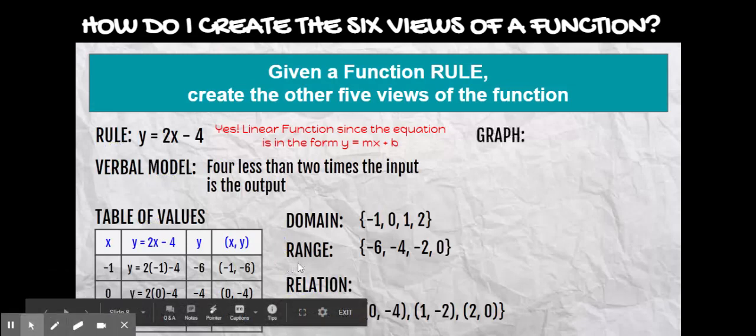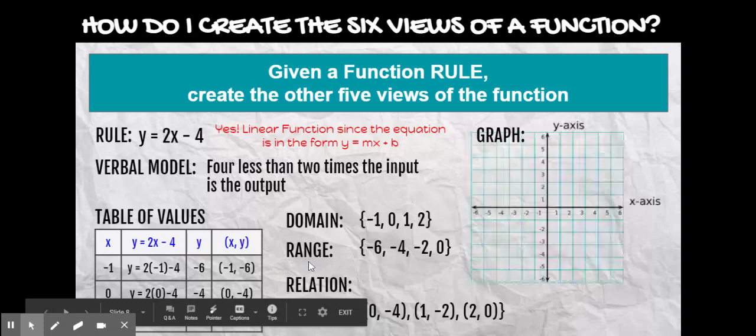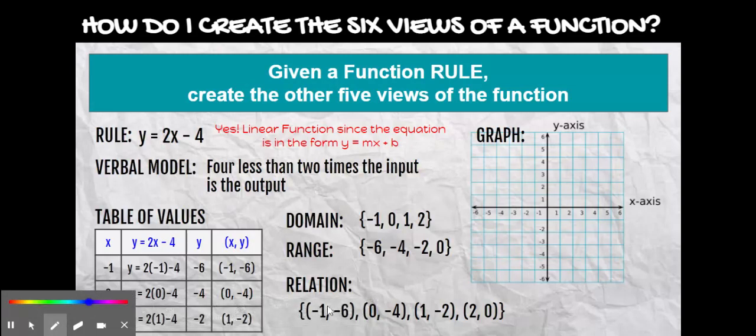Hopefully you said it. It's the graph. The graph is missing. So we're going to take a graph, which I will have for you on your slides, and you're going to have to plot these points. And you're going to use either your table of values to plot those, or you could just plot using that relation. I'm going to go to -1, -6.